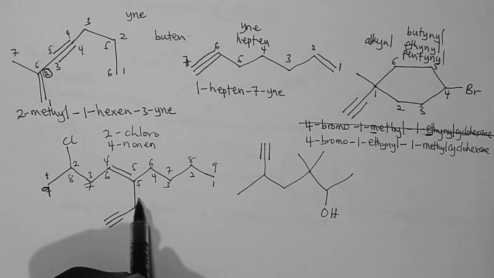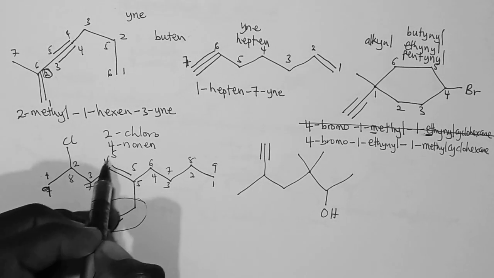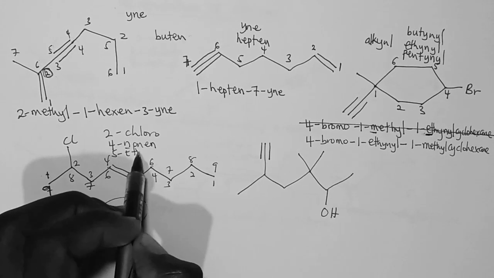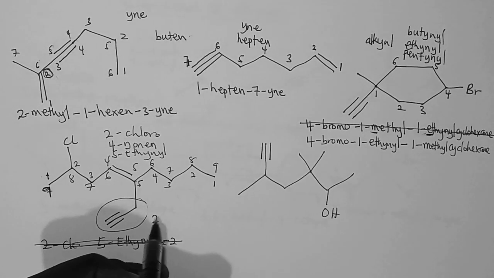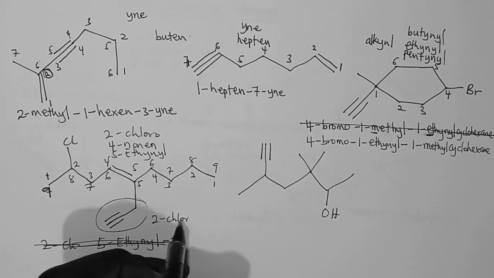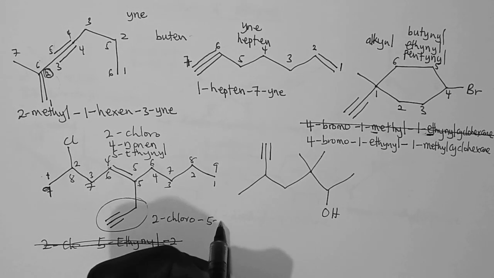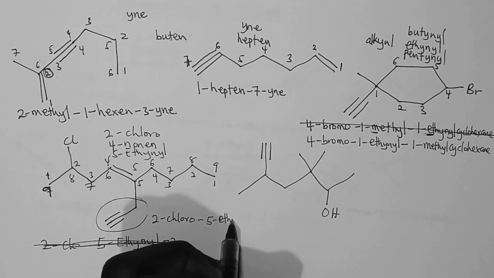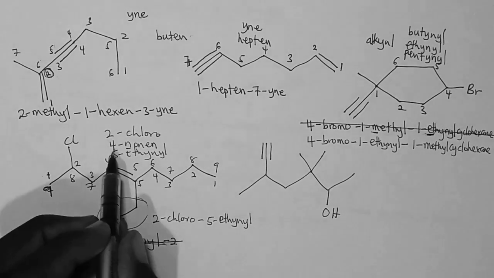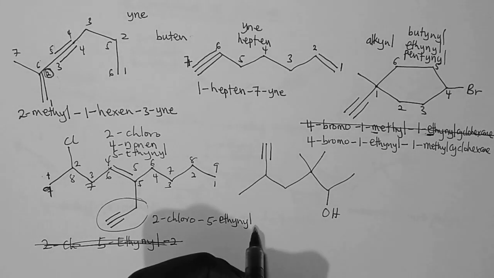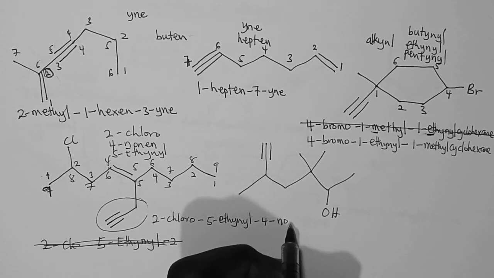And then we have the alkenyl, and in this case it is the ethenyl on carbon number 5. So we have 5-ethenyl. It becomes 2-chloro, then 5-ethenyl, and we have the nonene, but it's on carbon number 4. So we have 4-nonene.